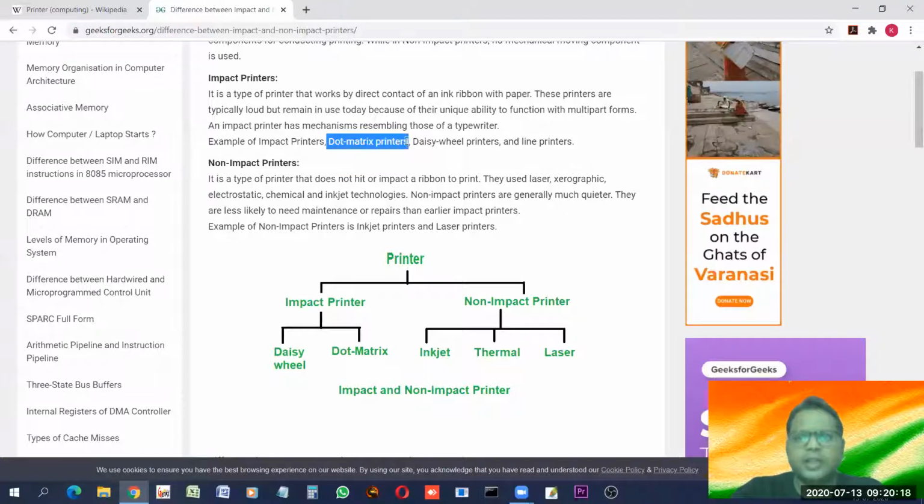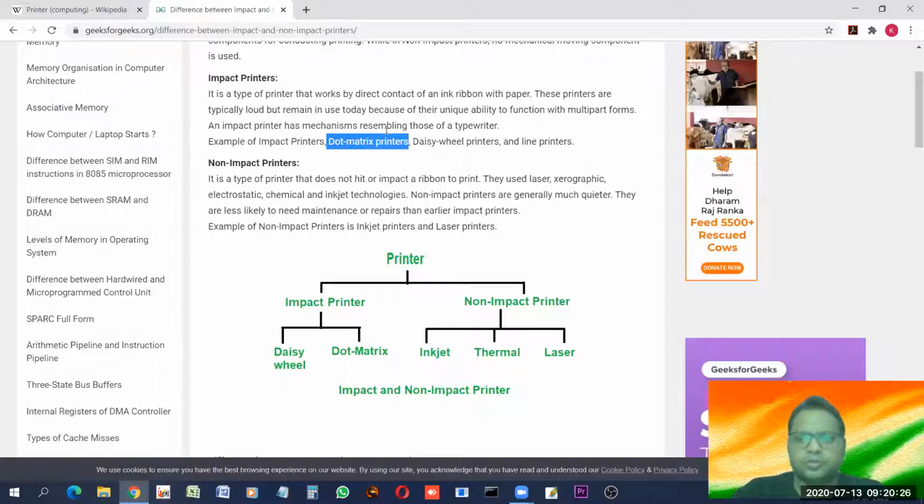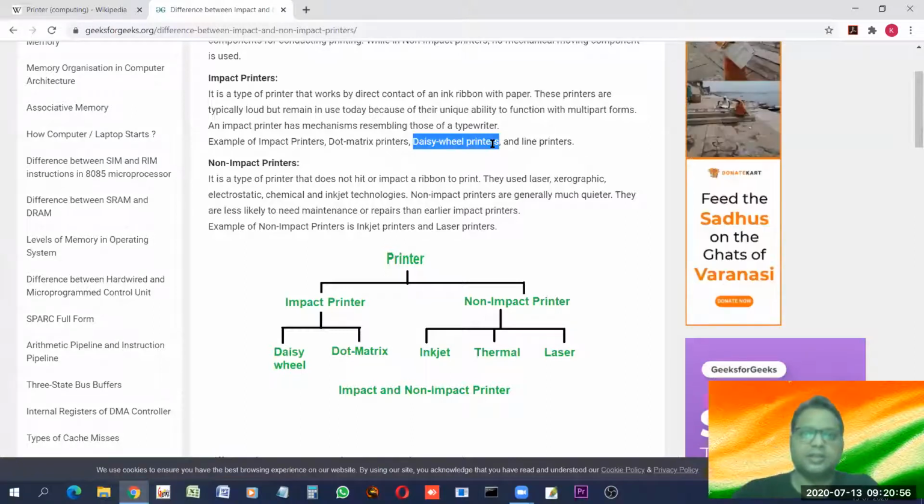Dot matrix printers you can find in banks. If you go for printing your passbook statement, the transaction statement over the passbook, there also you use the dot matrix printer. The displays are made out of dots. You might have seen, just suppose A has to be printed, then the image is formed with the help of dots. A daisy wheel printer again is a printer having a wheel, and over the wheel a lot of petals are there. In every petal characters are embossed and they rotate, and whichever character has to be printed, it strikes the ribbon and the character gets printed.